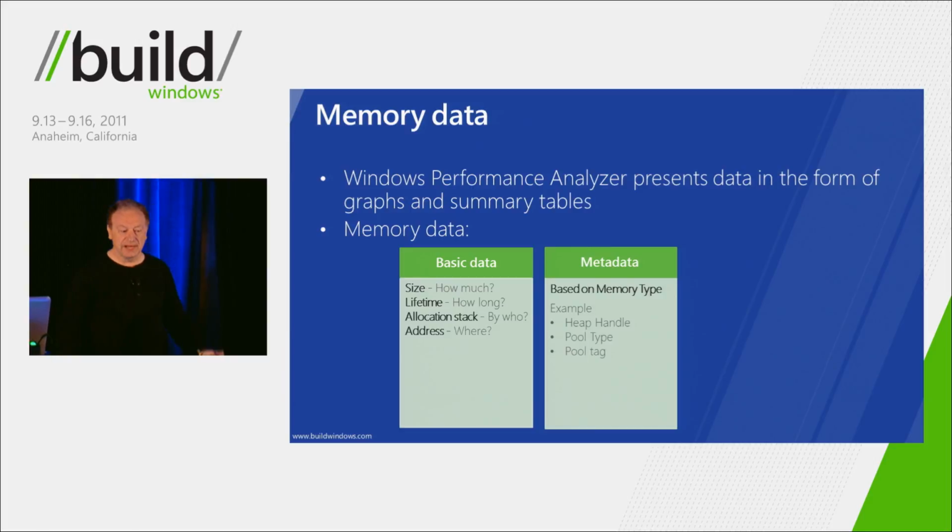There's also a bunch of metadata, and this metadata, again, is based upon the allocation type. So for example, for heap allocations, you would get the heap handle that it was placed in. You would also get things like the subsegment and the low fragmentation bucket size that the allocation was placed in. For pool, you're going to get the pool type. Was it pageable, non-pageable? Was there some special attributes that made this allocation different? For example, is it a contiguous non-page pool allocation as opposed to just an ordinary non-page pool allocation? And in the pool, we'll also get the 4-character pool tag.